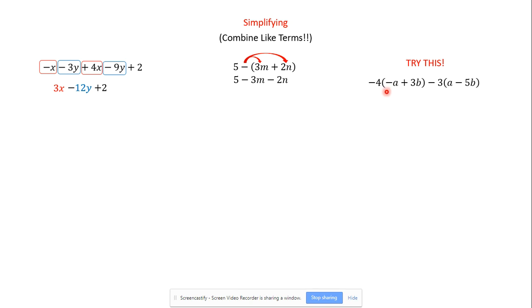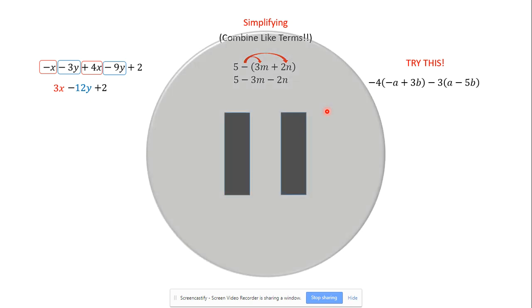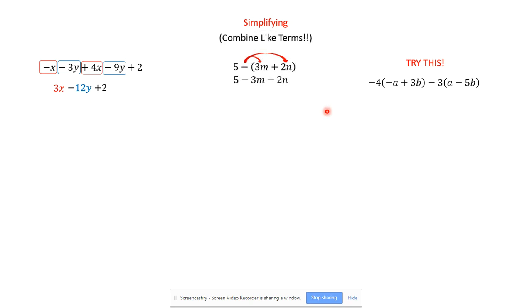So here we have negative 4 times negative a plus 3b minus 3 times a minus 5b. So this one you're going to need to distribute and you're going to need to combine like terms. So go ahead and pause the video and then come back when you're ready to look at this problem. How do you think you did? You should have 2 terms left, one with a's, one with b's.